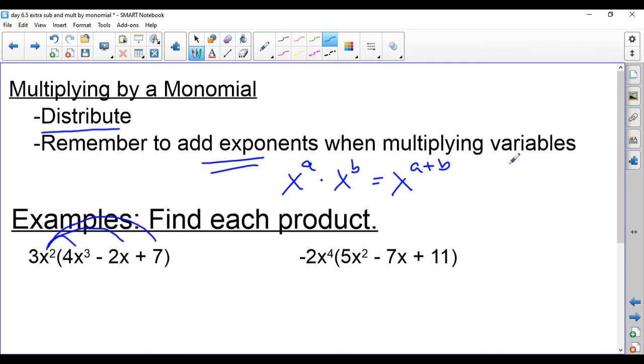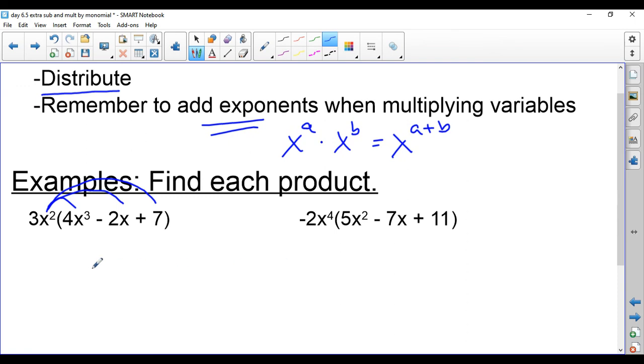I'm going to multiply it by all three of these terms inside the parentheses. And when I multiply, I do 3 times 4 is 12, x squared times x cubed, 2 plus 3 is x to the 5th. 3x squared times minus 2x. 3 times minus 2 is minus 6. X squared times x, I have to remember the x is an x to the first. 2 plus 1 is x to the third. 3x squared times 7. 3 times 7 is 21, and nothing changes the x squared.